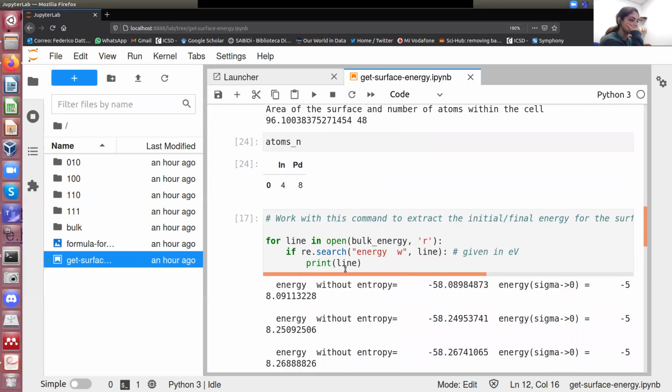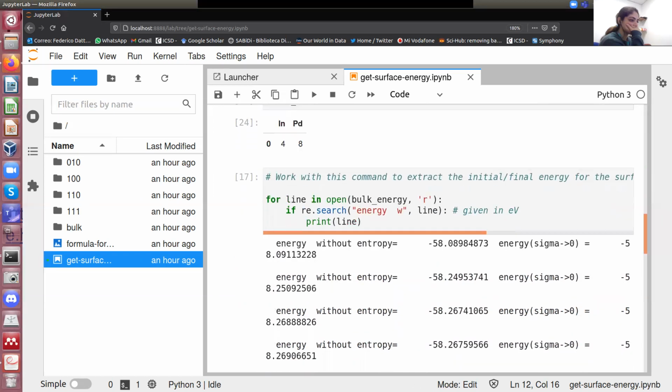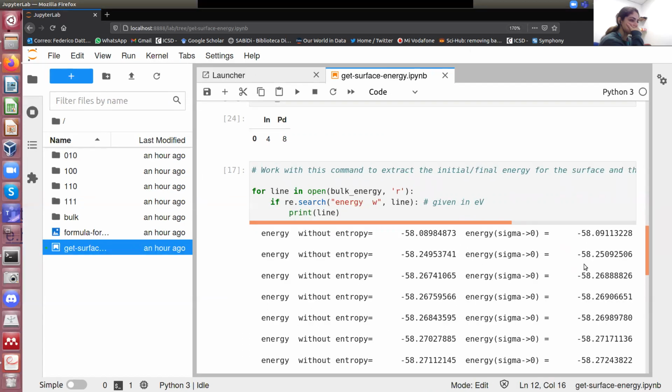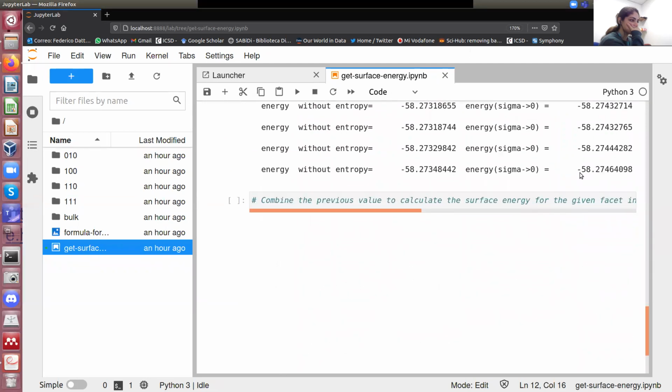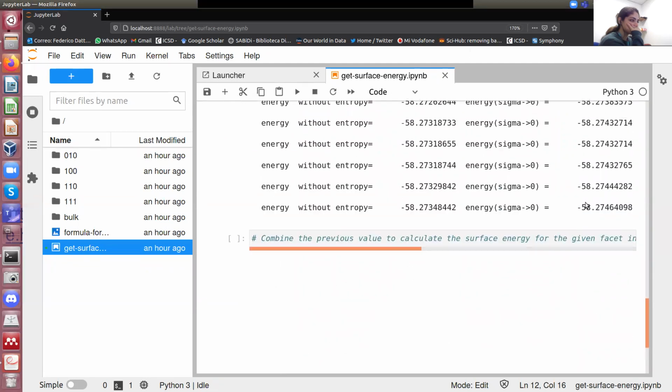So in this case, what I'm doing is extracting all the energies in Python. You see the energy for the bulk, and these are the energies of all, okay, now it's very large, these are the energies of all the ionic steps. For the bulk, you just need the one, so you will need to find a way to extract this value, because remember, you need to take sigma equal to 0.